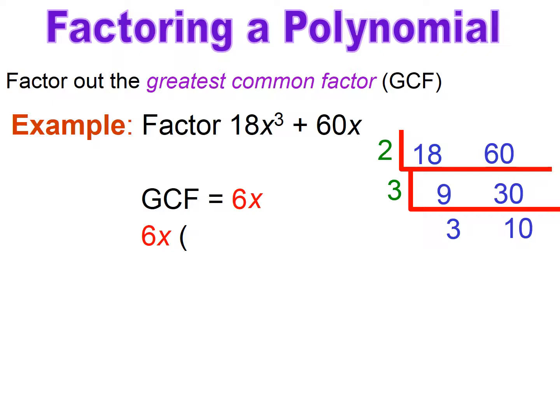I'm writing the 6x and putting an open parentheses. And now what I want to do is divide each term by the GCF, and whatever's left after doing the division, I'll put inside the parentheses. So 18 divided by 6 is 3. x to the third divided by x is going to be x squared. So I put that inside the parentheses. And then I'm dividing the 6x out of the 60x, and I get plus 10. So this is factoring out the GCF. I could remultiply this to see if what I get is what I started with.